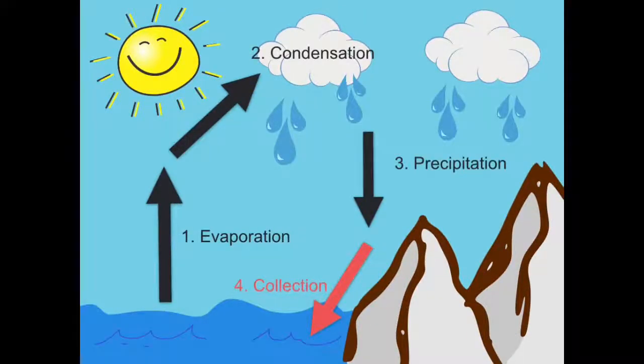The final step of the water cycle is called collection. Collection occurs when the liquid or solid precipitation falls from the clouds to the ground. This water collects in oceans, seas, lakes, and other bodies of water. This water can even be absorbed in the ground to form underground water.